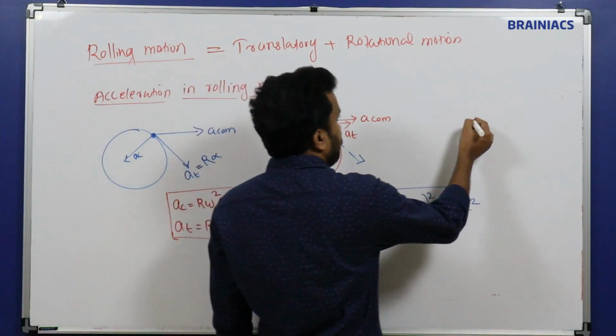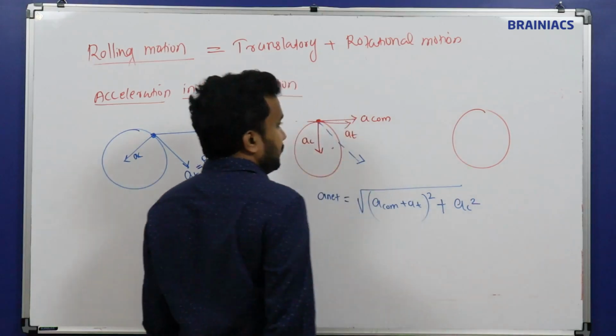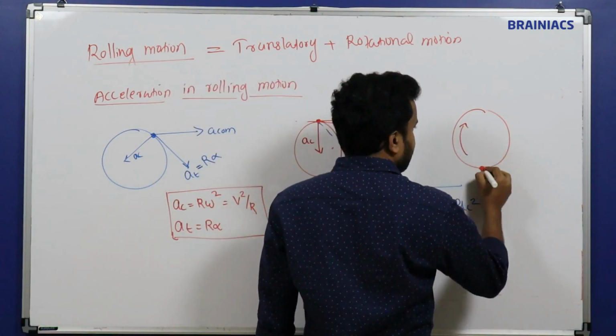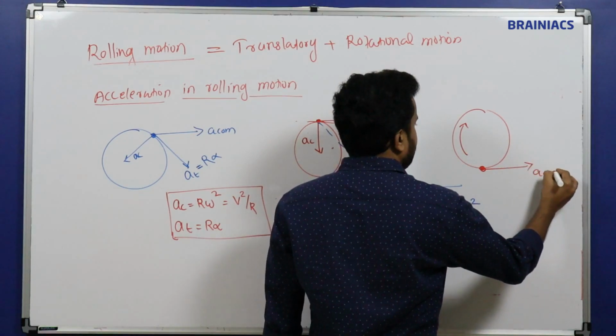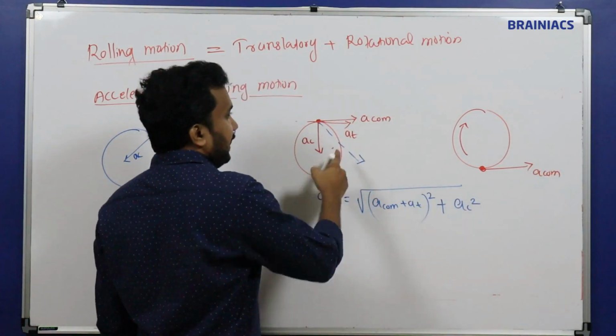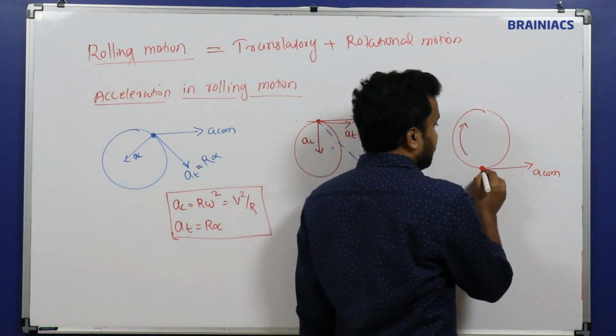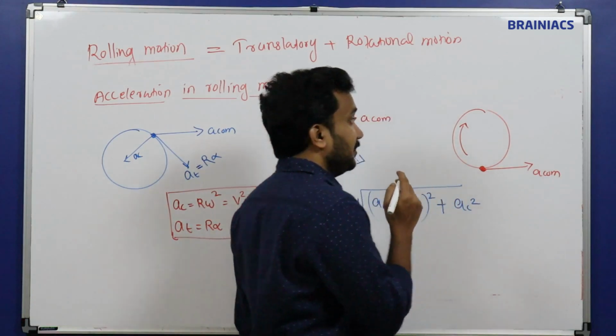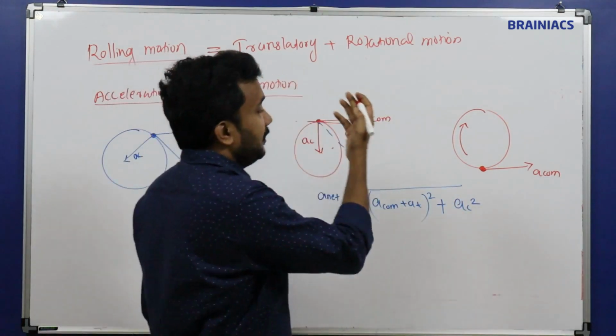Now I will ask you one more question. Suppose the ball is here, we are rotating like this. What is this? It is called ACOM. Next one, AT, tangential acceleration. In what direction will the tangential acceleration go? The body is rotating in this direction.